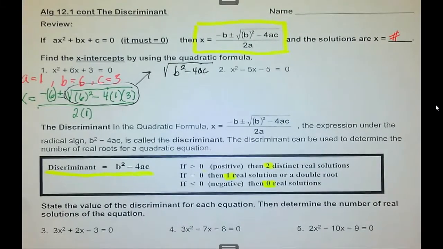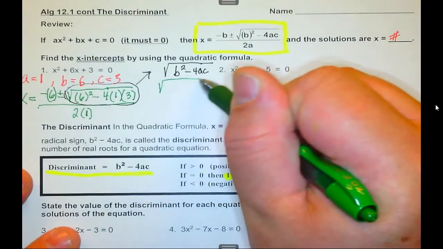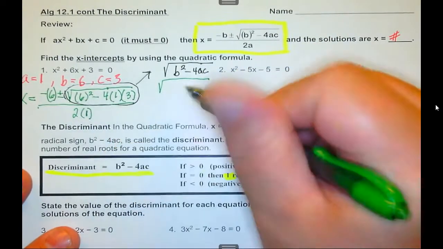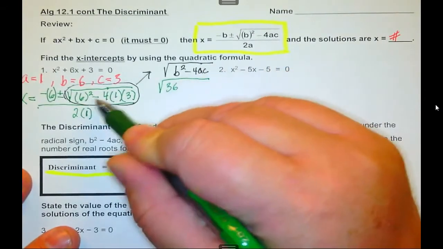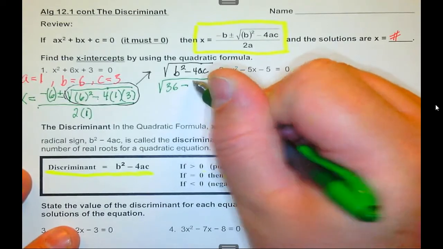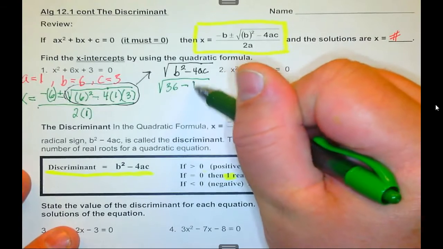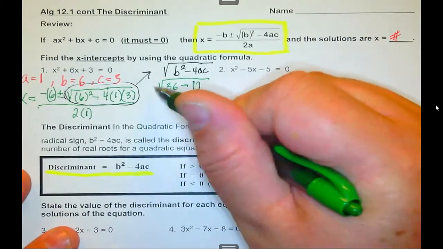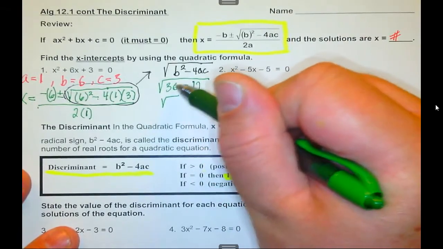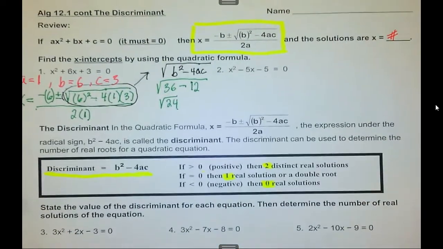So, back to my problem. I'm going to take the square root here. We went along. We did 6 squared is 36 minus 4 times 1 is 4 times 3 is 12. So this equals the square root of 36 minus 12, which is 24. So right off the bat, I know how many solutions am I going to have?